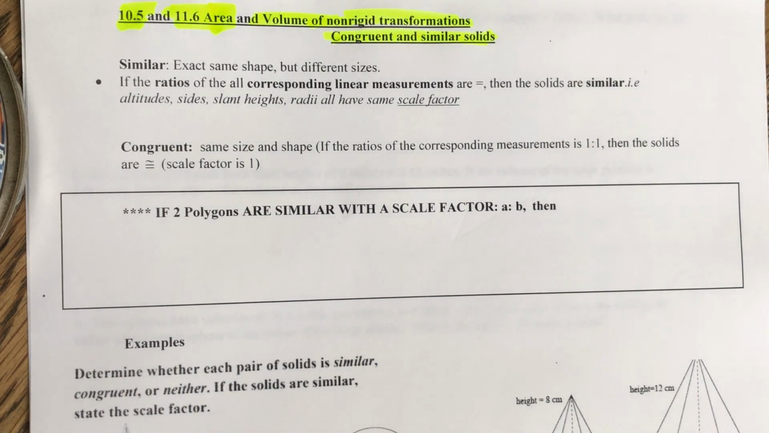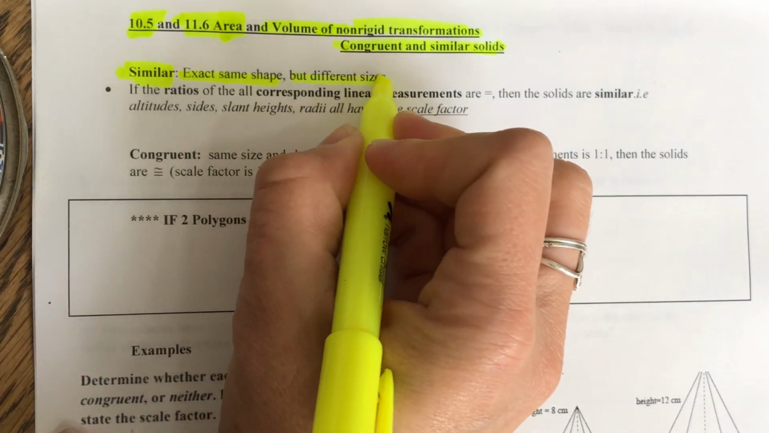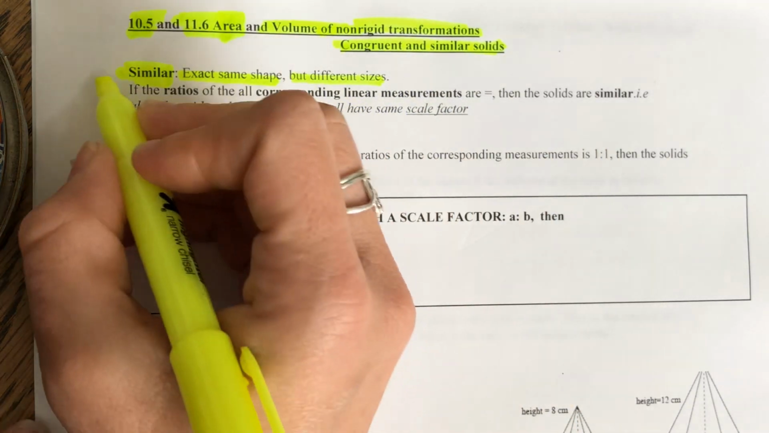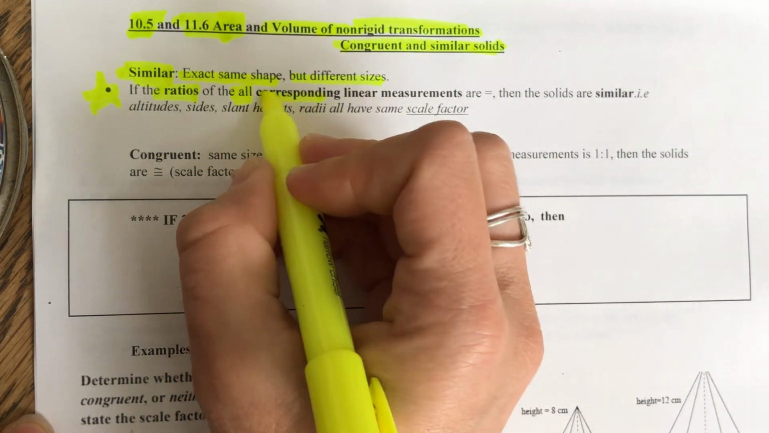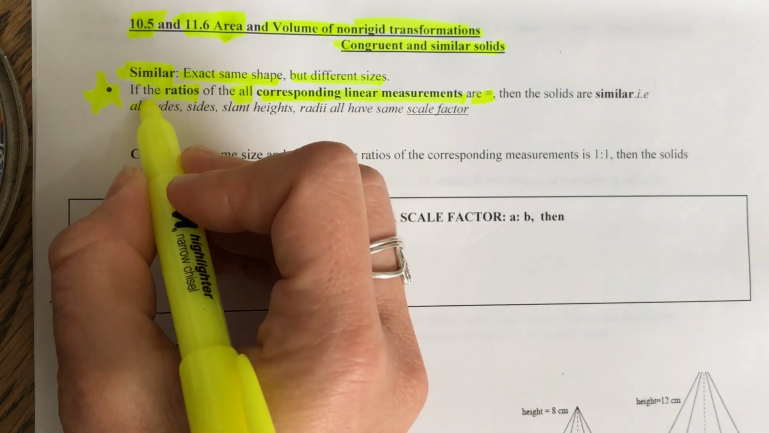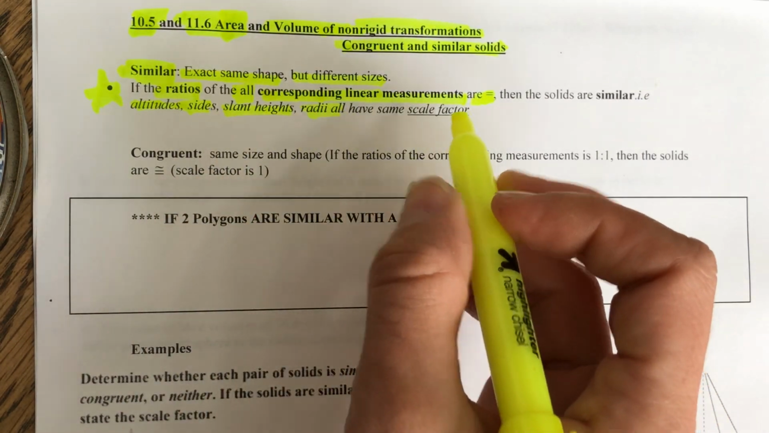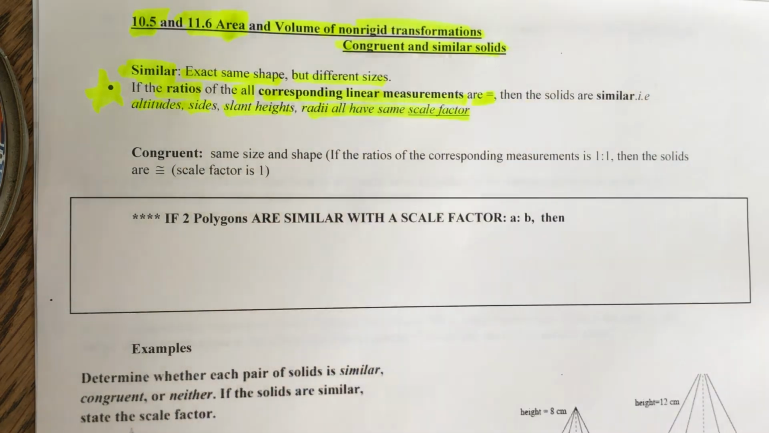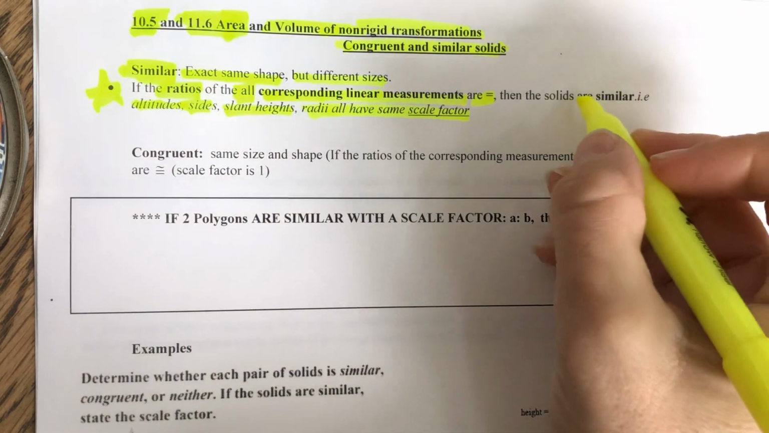Okay. So, obviously we know that something is similar. It means the exact same shape, but different sizes. And then this is really important. If the ratios of all, it has to be all of them, the corresponding linear measurements are equal. And what I mean by linear measurements is the altitudes, any sides, the slant height, the radii. That's going to be our scale factor. And if they're all equal, then our solids are similar. And I will show you what I mean.